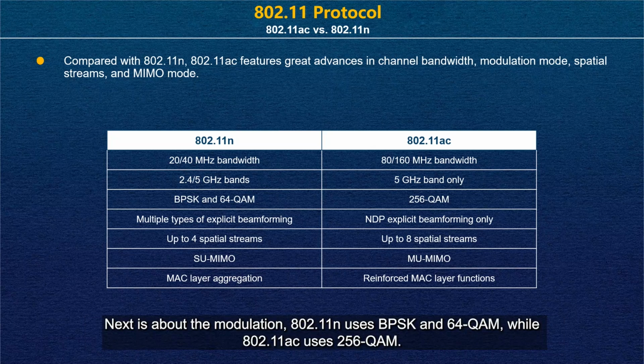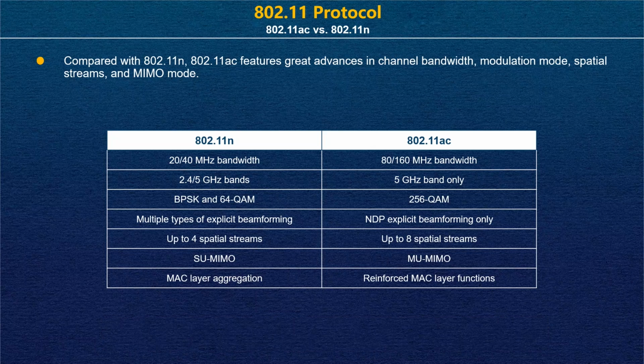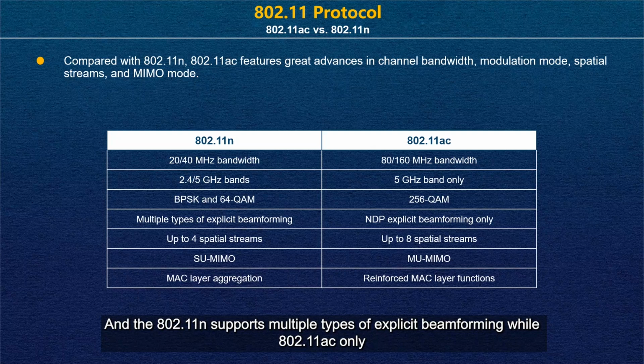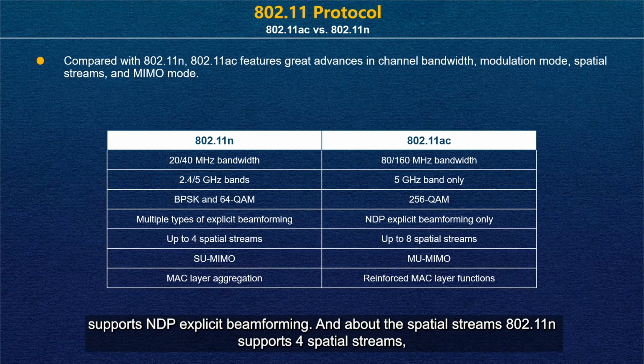Next is about the modulation. .11n uses BPSK up to 64 QAM, while .11ac uses 256 QAM. Okay, and .11n supports multiple types of explicit beamforming, while .11ac only supports NDP explicit beamforming.